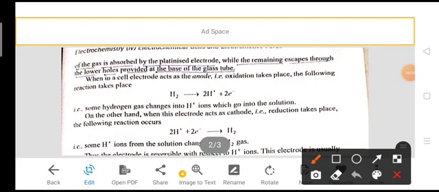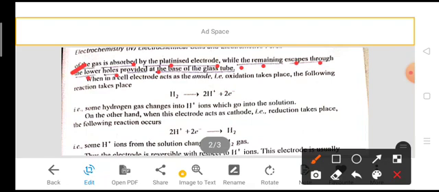When hydrogen gas at 1 atmospheric pressure is passed through the inlet of the outer glass tube, then a small amount of gas is absorbed by the platinized electrode, while the remaining escapes through the lower holes provided at the base of the glass tube. Some of the gas is absorbed by the hydrogen electrode, that is the platinized electrode, while the remaining escapes through the lower holes of the outer glass tube at the base.